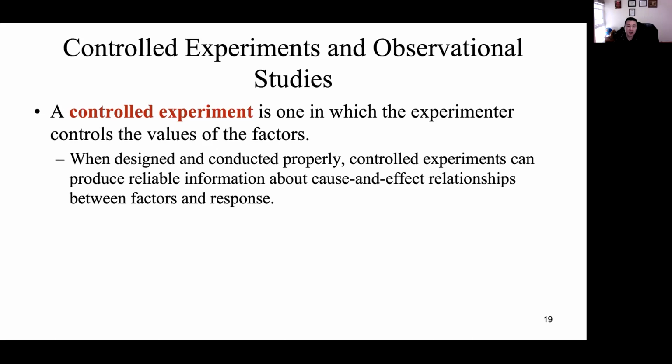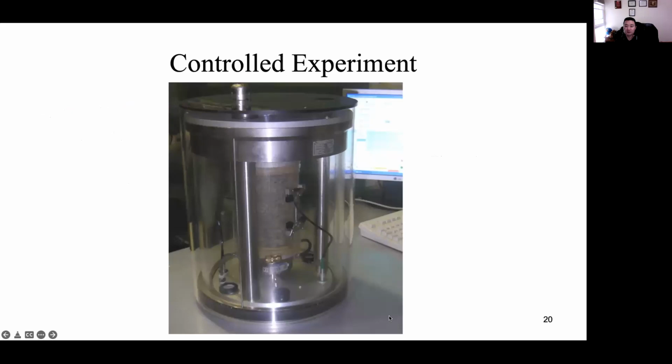For example, this is an asphalt concrete cylinder. Let's say we're trying to measure how strong the asphalt concrete cylinder is. We can change the temperature of the asphalt cylinder before we test its strength, and then find the correlation between the temperature of the cylinder and the strength of the cylinder. This is what we call a controlled experiment.